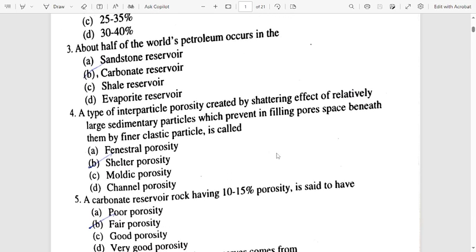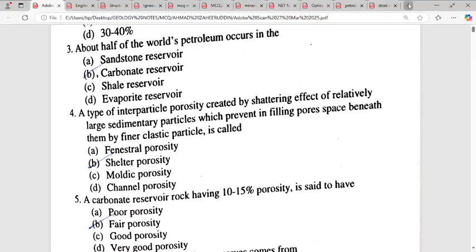A type of interparticle porosity created by shattering effect of relatively large sedimentary particles which prevent infilling pores space beneath them by finer clastic particles is called shelter porosity. So porosity can be of different types, and I'll show the different pictures. A type of interparticle porosity, that means between two particles, created by shattering effect of relatively large sedimentary particles which prevent infilling pore space beneath them by finer clastic particles is called shelter porosity.